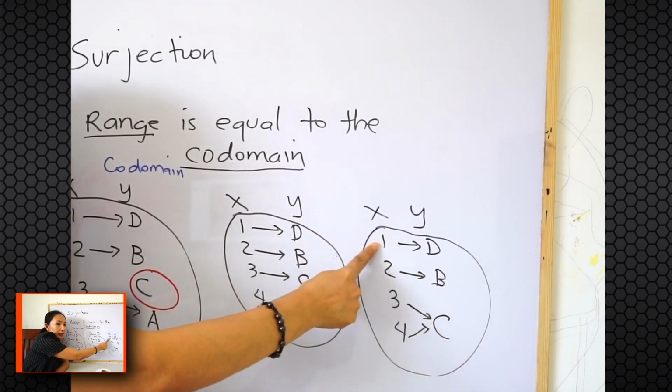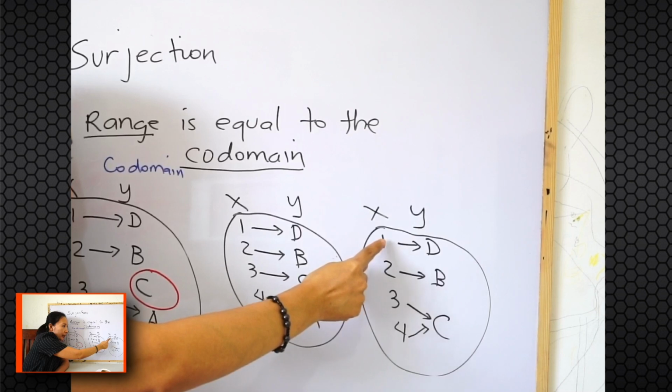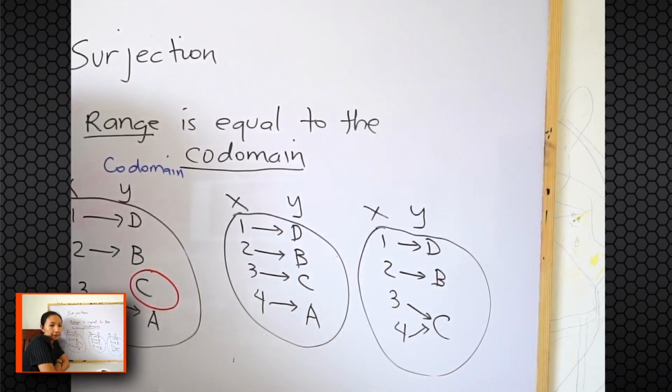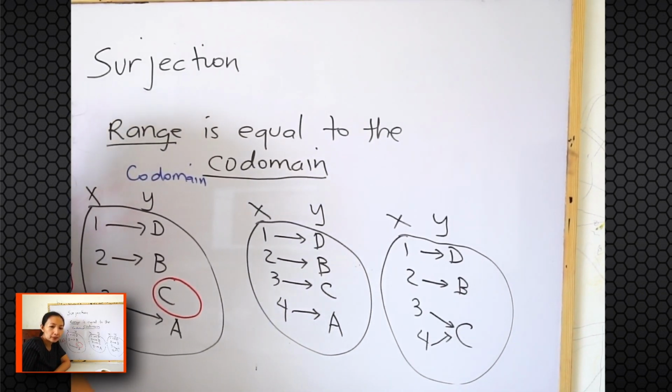Next, let's proceed to the third. The domain consists of the elements 1, 2, 3, 4. And what's the range of the third? D, B, C. Question. Is the range the same as its codomain? Yes. Therefore, it is also a surjection. Is that clear? Okay. Now, we proceed to the next.